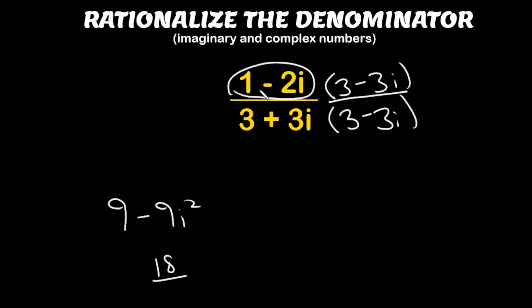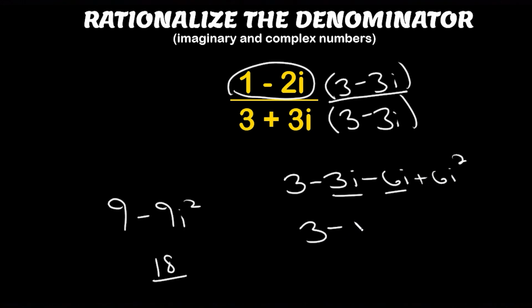First, outside, inside, last. I'm going to do 1 times 3, I get 3. Then doing outside, I get negative 3i. Inside will give me negative 6i. And then last will give me positive 6i squared, okay? Now we're going to work on cleaning it up. So I have like terms right here. I get 3 minus 9i. And then I get plus 6i squared. We know that i squared is really negative 1, so I'm left with 3 minus 9i minus 6, okay?